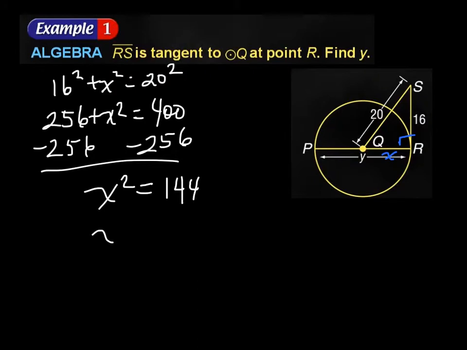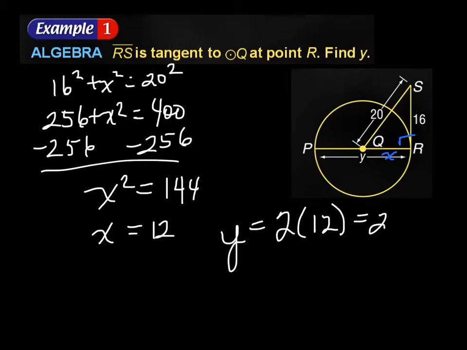And normally we'd say x equals plus or minus 12, but we're looking for a length, so we're just going to call it 12. Now x I set up as a radius of the circle, and they ask us to find y, so the diameter y is going to be twice a radius. So it will be 24, and they didn't give us units.